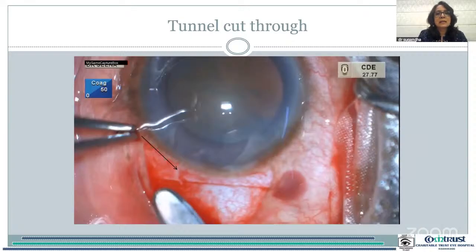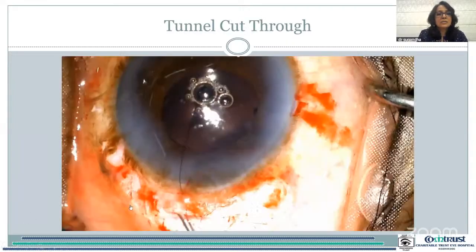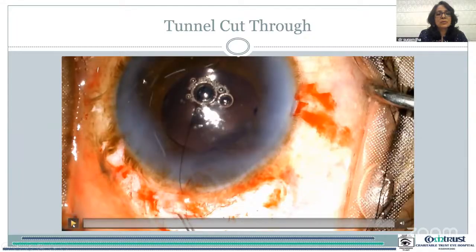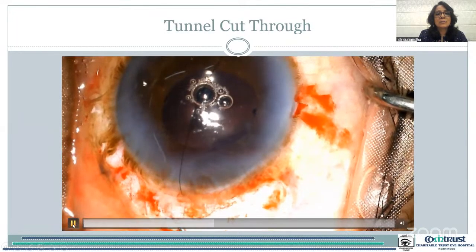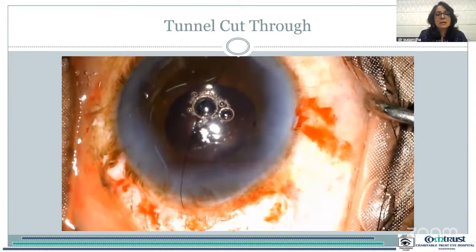Over here, this is a tunnel cut through. I hope it is visible through the arrow. I would like to just quickly play this video to show a tunnel cut through because of improper placement of the crescent in a training video.